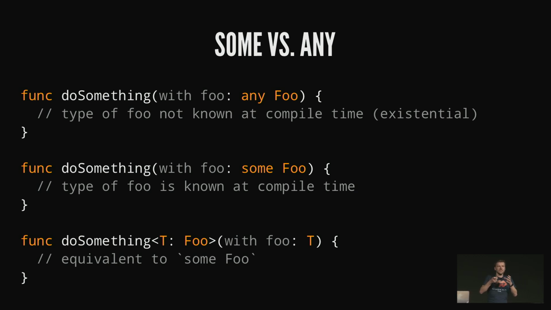And because of this, some is potentially quite a lot more efficient to use than any. There's only going to be one specific type. It's not going to change. And so the compiler can maybe optimize it. Maybe if there's only one type in your whole application that conforms to this protocol, it can just be inlined, and it doesn't need to do any of this messing with existential containers at all.